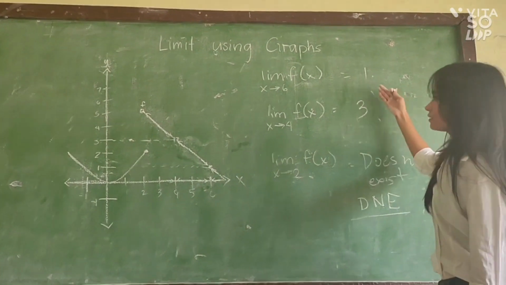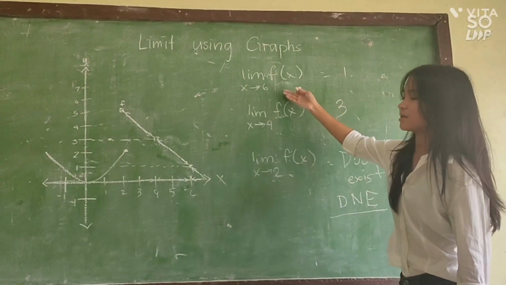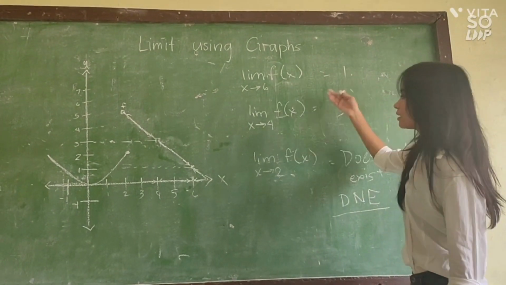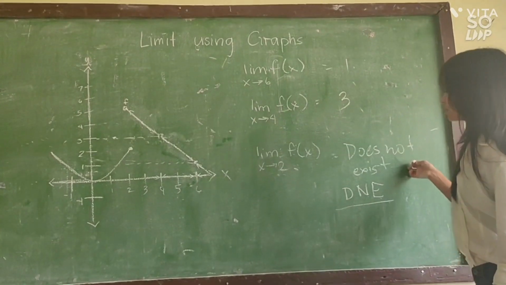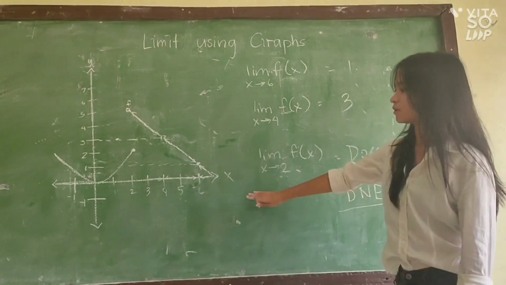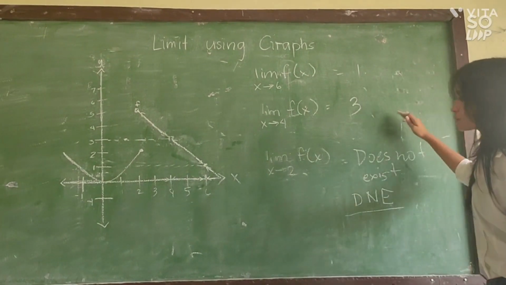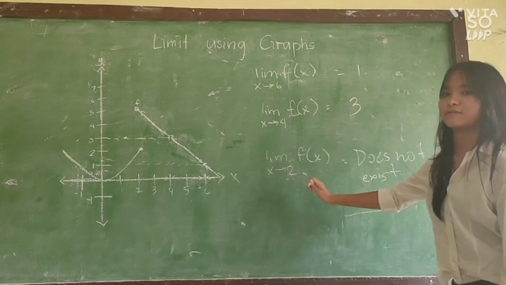So, our limit of f of x as x approaches 6 is 1. Then next is 3 and does not exist. So, we can see here that the answers are different from each other.